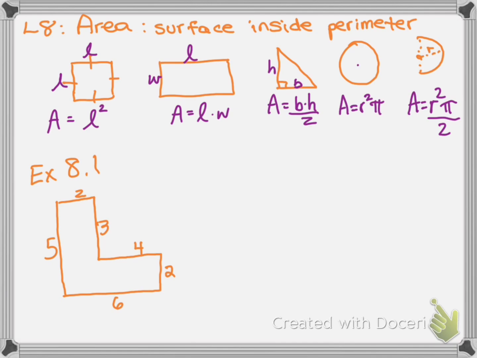For the circle, we have radius squared pi. And for the semicircle, which is half of a circle, radius squared pi divided by 2. So let's look at this example 8.1.